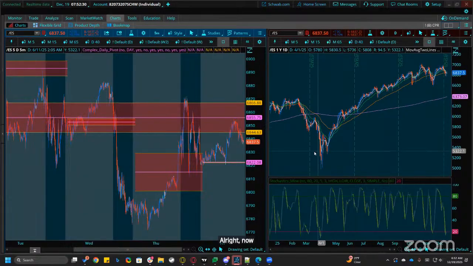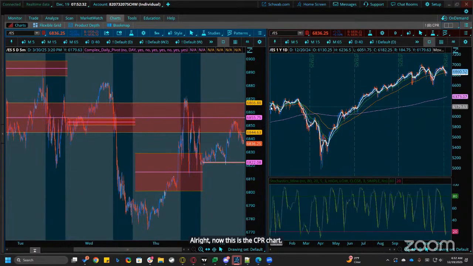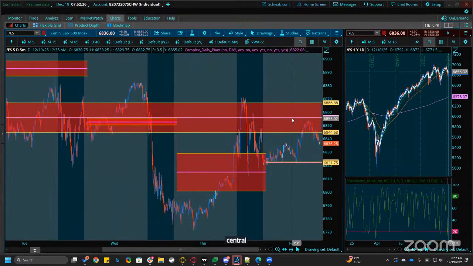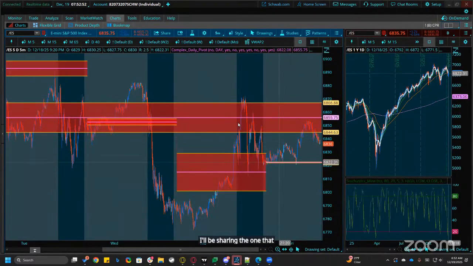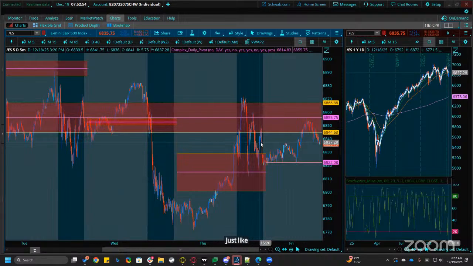All right, now this is the CPR chart. CPR stands for Central Pivot Range. Thinkorswim doesn't have a central pivot range. I had to build this, but TradingView does. So if you're over there, you can just type in CPR or central pivot range, and you'll find something similar to this. I'll be sharing the one that I made that makes it look just like this.